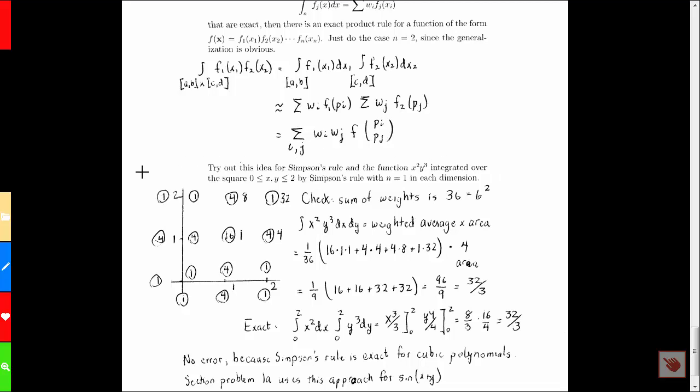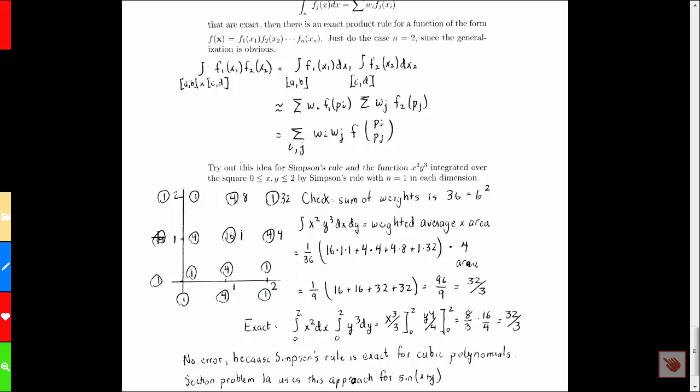So let's try a product rule based on Simpson's rule. For integration over x, the weights are 1, 4, 1. For integration over y, the weights are also 1, 4, 1. And these weights wi times wj are the circled numbers inside the square: just the weight corresponding to x multiplied by the weight corresponding to y. That's why we get a 16 here.